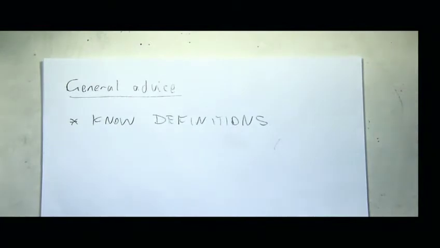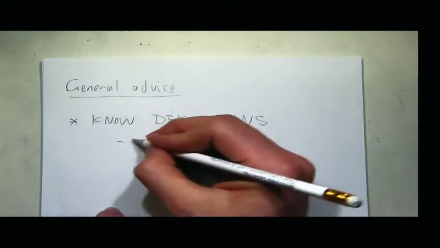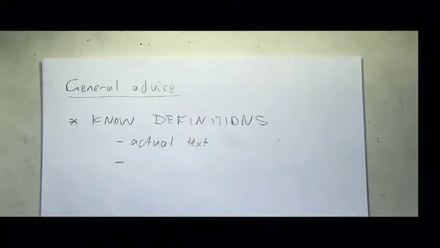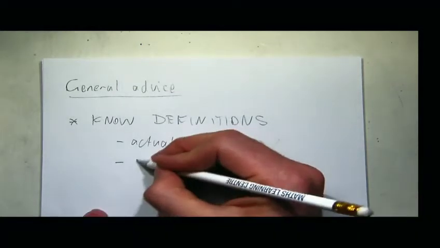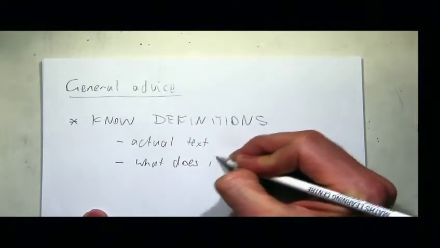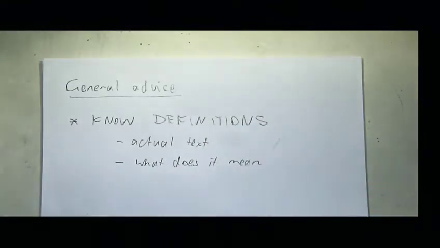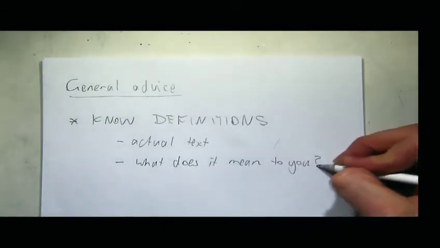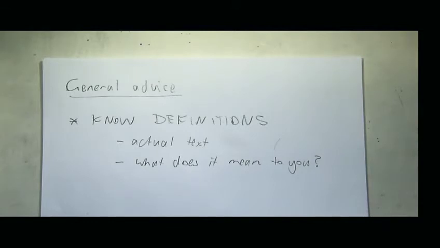You have to know the definitions, which means 2 things. You have to know how they're said, the actual text of the definitions, and you also have to have some idea about what it means to you. Not just to a mathematician, the definition is what it means. There is nothing else. But you want something that gives you a feel for what it means to you, like a picture, some sort of hand-wavy thing that allows you to have a feel for what the definition is.